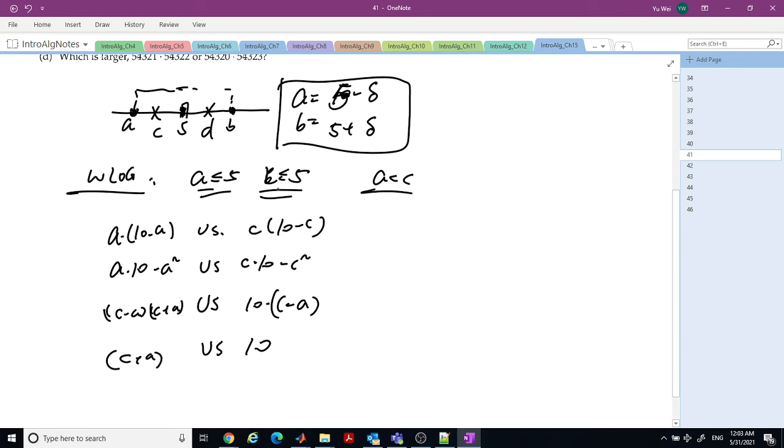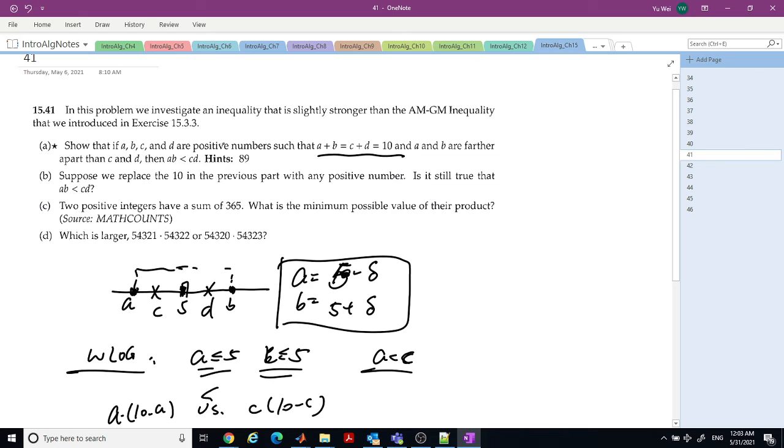So we know C and A are both less or equal than 5, and A is also less than C, so at least one of them should be less than 5. That's why we have A plus C less than 10. If this is the case, you can see AB will be less than CD.